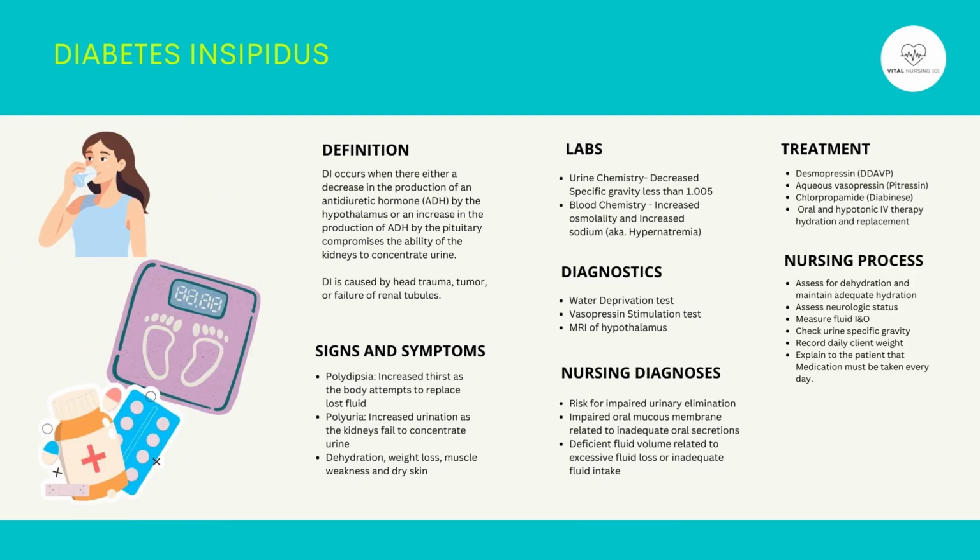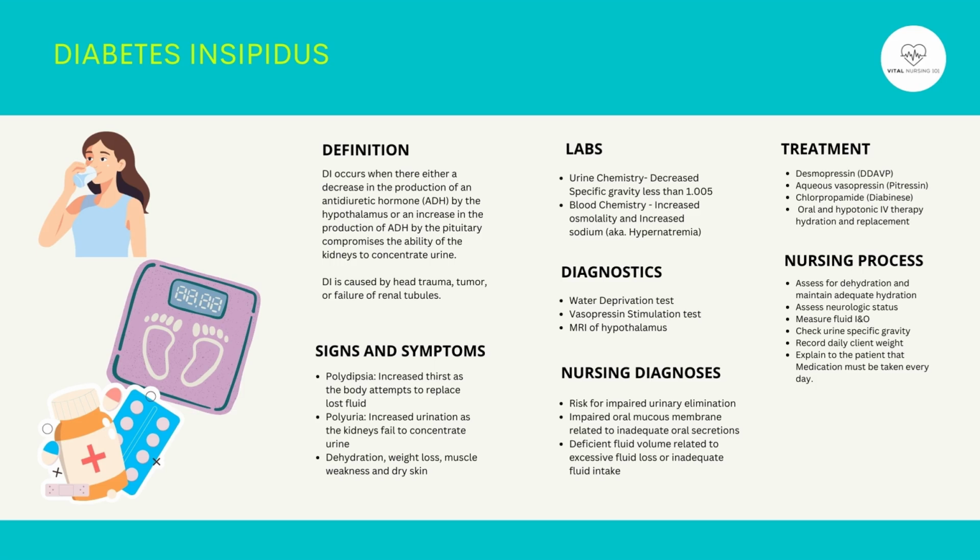Here are some interventions a nurse will perform for a patient with diabetes insipidus. Assess for early signs of dehydration and maintain adequate hydration. A nurse will do this by ensuring IV access site and monitoring hourly infusion. Next action is to assess neurological status. This is needed because of electrolyte imbalances of sodium.